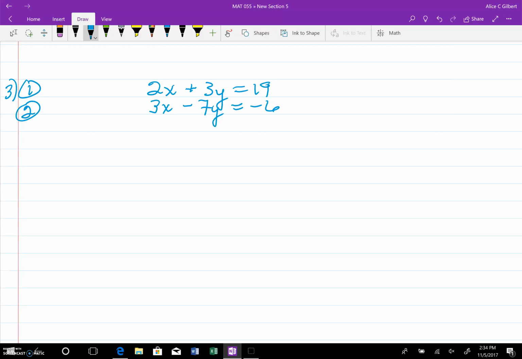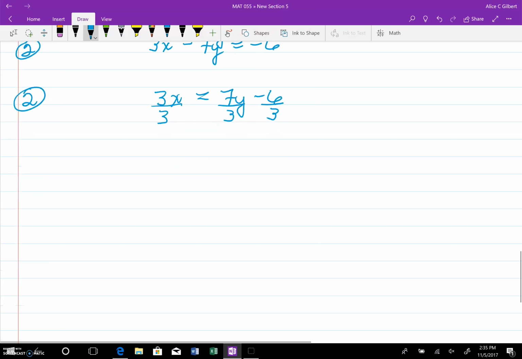So I'm going to choose x in equation number 2. I'm going to solve for x. So I'll start by moving the 7y over, and then I'm going to divide everything by 3, and so I get x equals 7/3 y. Oh, in this case, it worked out better than I would have thought, but I still have a fraction that I'm going to have to work with, okay?